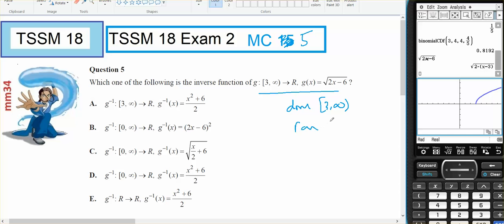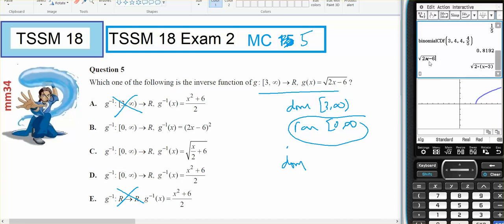The range of this will be 0 to infinity. Therefore, the domain of the inverse will be the range. So I can get rid of that one, and I can get rid of that one. Now it's a matter of which one is the right rule.